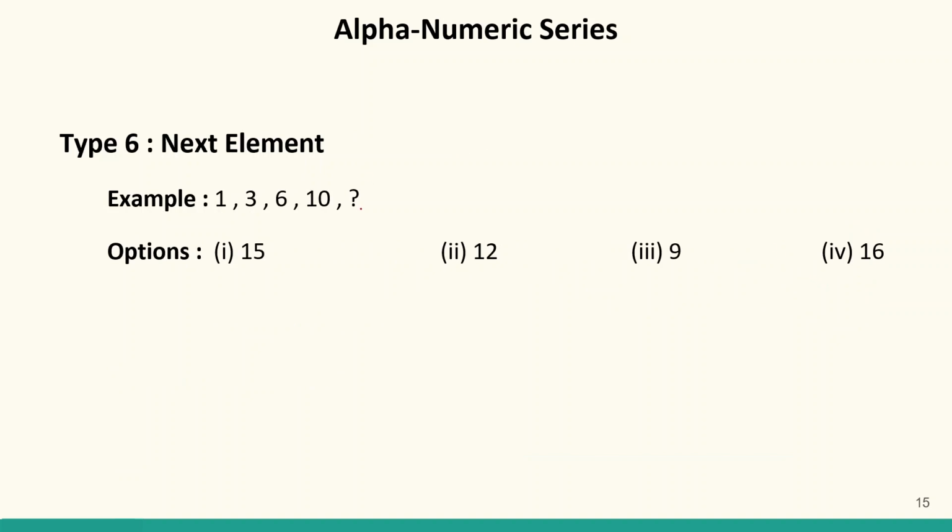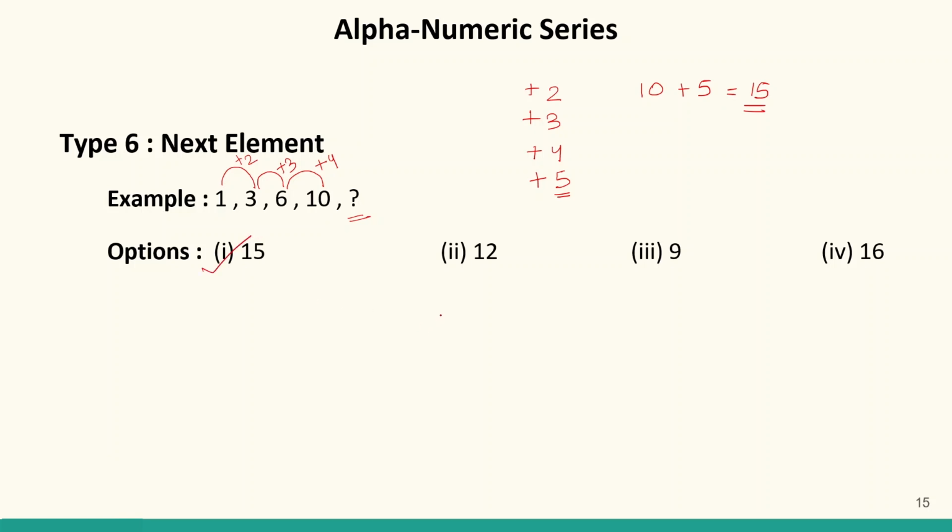Then next element series. In this we have to find how the series is progressing. Okay. I can see an increment of 2. 1 plus 2 is 3. I can see an increment of 3. 3 plus 3 is 6. And then I can see an increment of 4. 6 plus 4 is 10. So how are the elements increasing? First plus 2, then plus 3, then plus 4. So now it will increase by 5. So 10 plus 5 will give us 15. So this will be your answer.